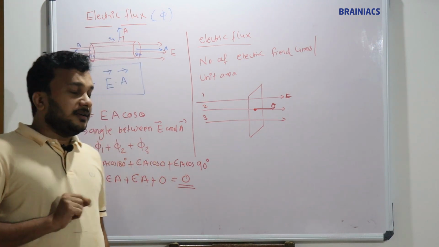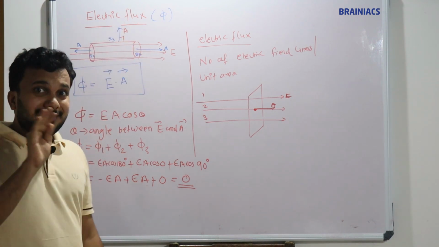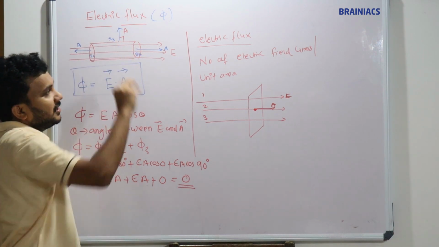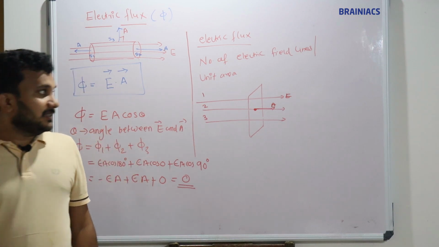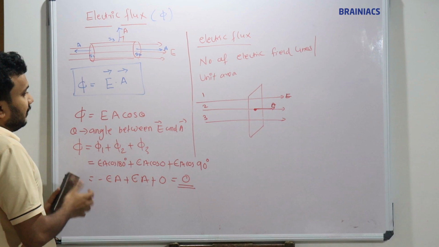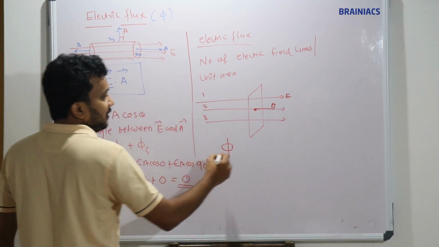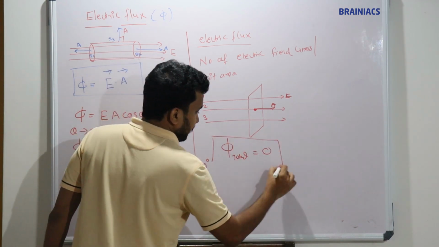Okay. Here you can see, within the surface, are any charges present? No charges are present. Now we will see another example, a surface with charge. You can pause the video and write it. So the final point from here: phi total equal to 0.